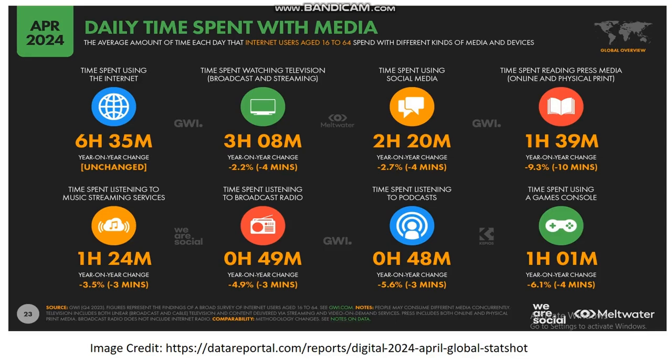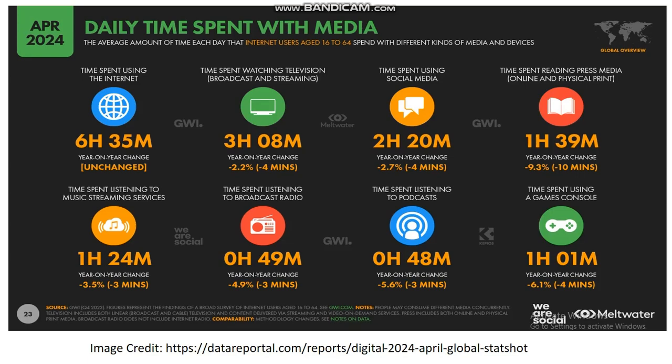Time spent listening to music streaming is 1 hour 24 minutes. Listening to broadcast radio, 49 minutes. Time spent on podcasts is around 48 minutes. And time spent using a game console is around 1 hour. So you can think about the age group 16 to 64, per day, just consuming this much amount of data. How difficult is it to maintain or deal with this data?